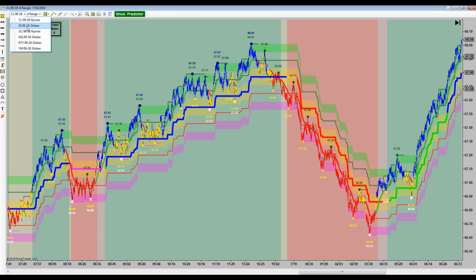On these instruments, crude oil is $10 a tick. It's crude oil futures, so each tick of movement is $10. We also trade gold, GC, gold futures. We'll look at a gold chart in a little bit. That's also $10 a tick, so each tick of movement is $10.